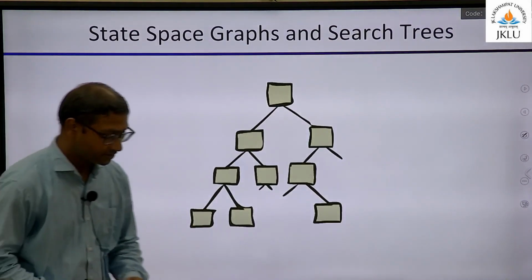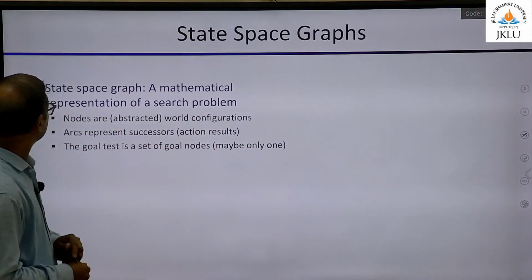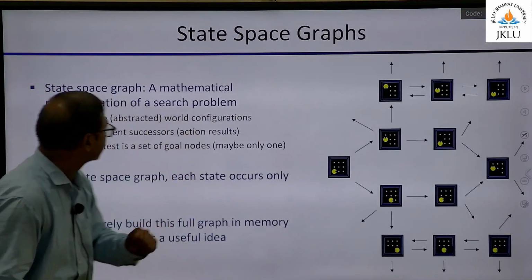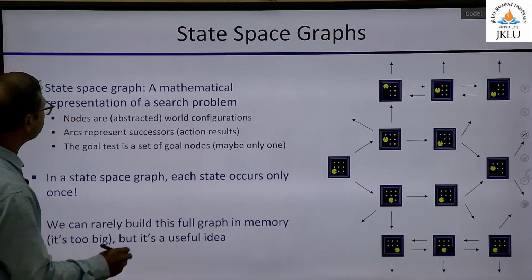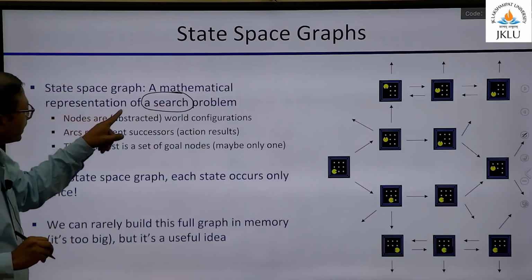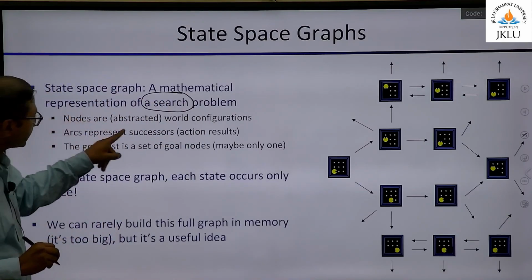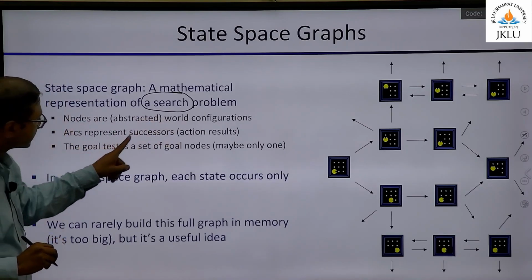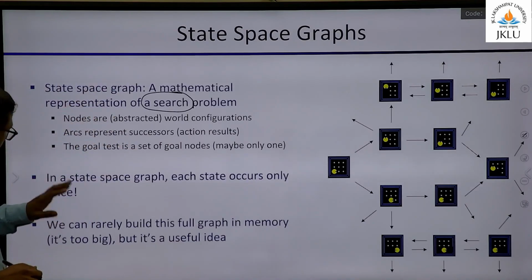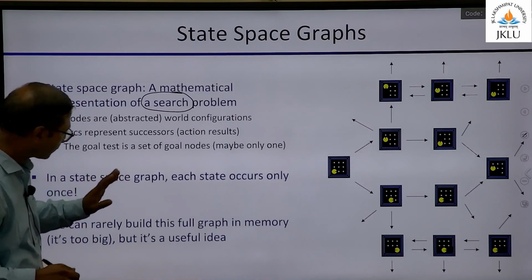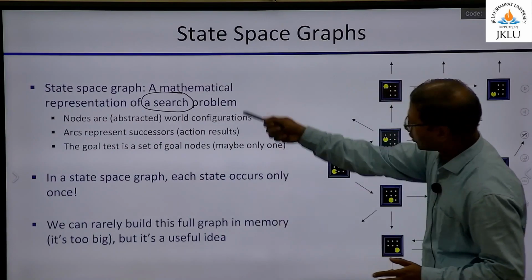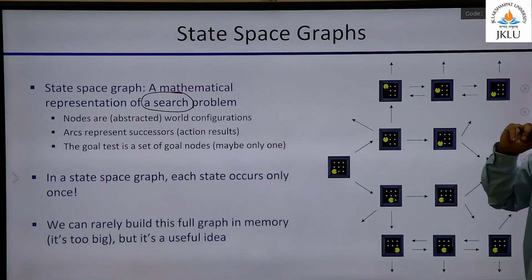State space graphs and search trees. So state space graph, a mathematical representation of a search problem. Nodes are abstracted world configurations, arcs represent successor. The goal test is a set of goal nodes. In a state space graph, each state occurs only once. We can rarely build this full graph in memory, but it's a useful idea. So, barring this, let's talk about these things first. What is state space graph?